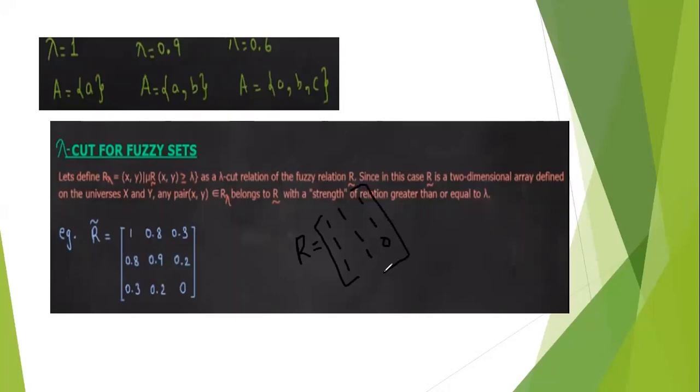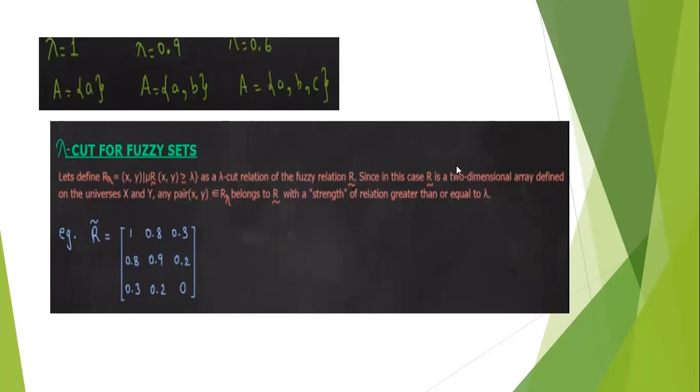So how do you write the lambda cut for fuzzy sets? For crisp sets, you simply write curly brackets with the elements, A, B, C like that. For fuzzy sets, you need to mention either ones or zeros based on your membership function value. Hope it is clear for everyone.